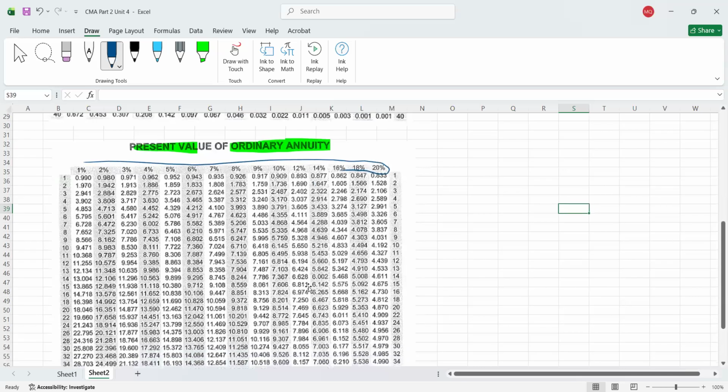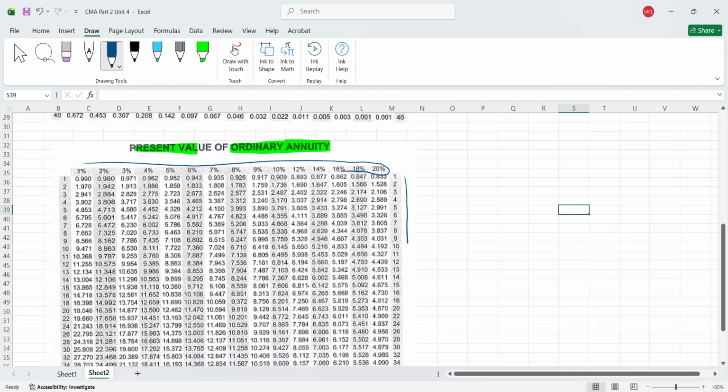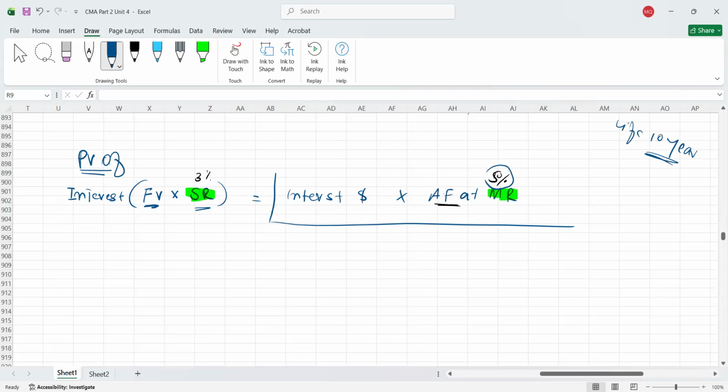Okay. And if you will look vertically, you can see here the number of periods are written. So what I need is 5% for 10 years. It means which value will I pick? This value I will pick. So this 7.722 is your annuity factor, and this is what you will multiply with the interest. Whatever interest figure you get here, for example $80, times whatever the annuity factor was there. So this will give you one present value.